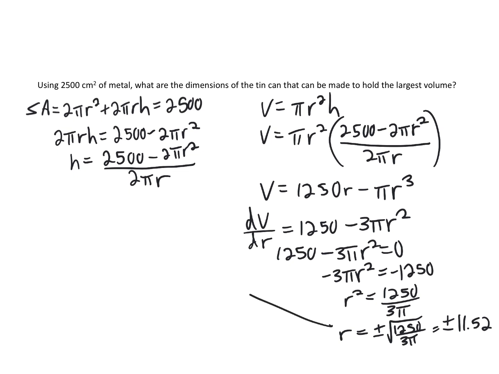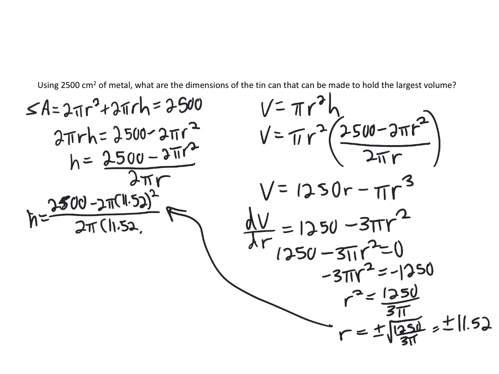We can take this r and plug it back into h, which is 23.02. So we know the dimensions are a radius of 11.52 centimeters and a height of 23.02 centimeters.